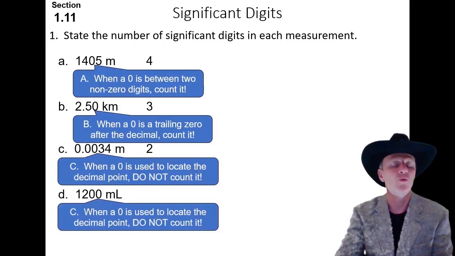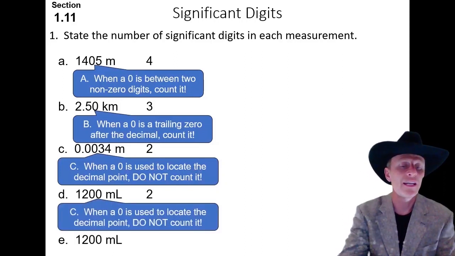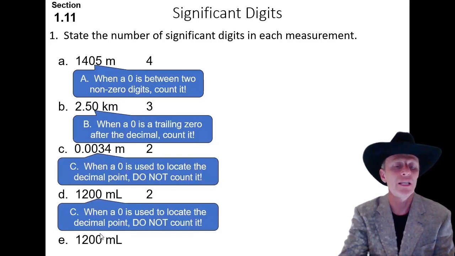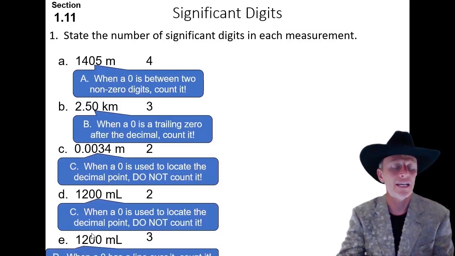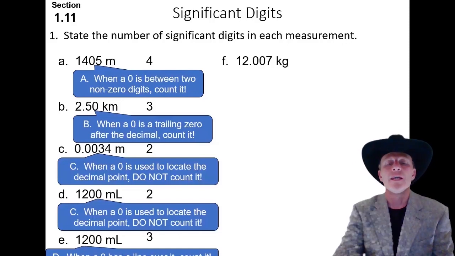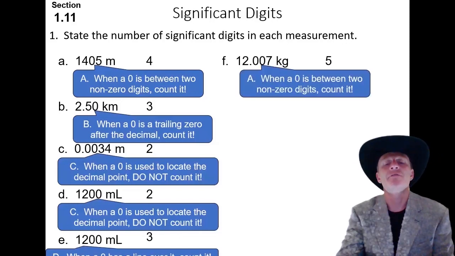So that's only 2. Now this one's supposed to have a line over the top. This 1200 with a line. Wait, this one over here. This 0 here. 1, 2, 0 with a line, 0. So if you see a line over a 0, it's to show that it's significant. So that would give us 3 actually. That one there's sandwiched, counted as 5.